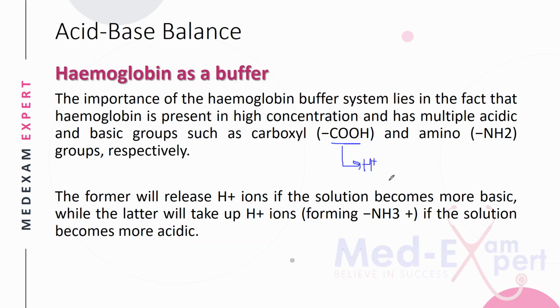So if the fluid or the blood becomes more basic, it will release this hydrogen ion in the blood to become a little acidic again, or to maintain the acidity. And when there is extra hydrogen ion in the blood, we can consider that this amino group is the way to get rid of these hydrogen ions, and it will pick up any extra hydrogen ion to form NH3 when the solution becomes more acidic. So this is how hemoglobin acts as a buffer system also in our blood.